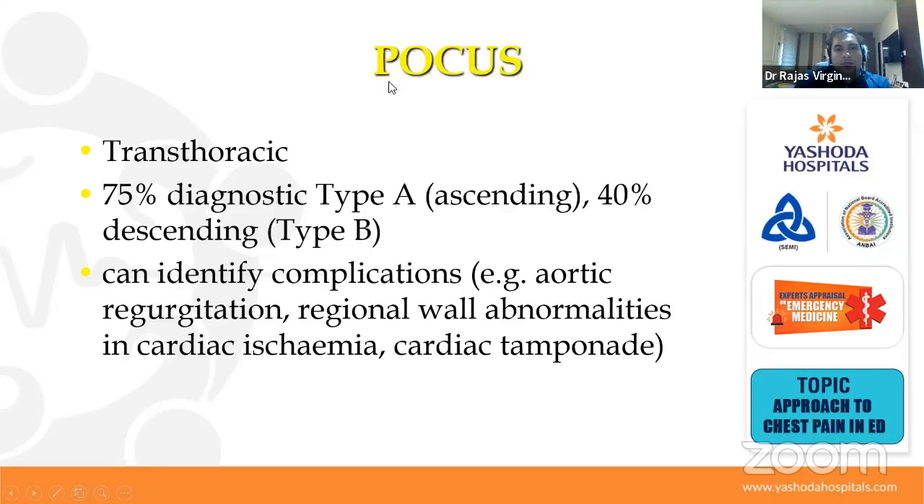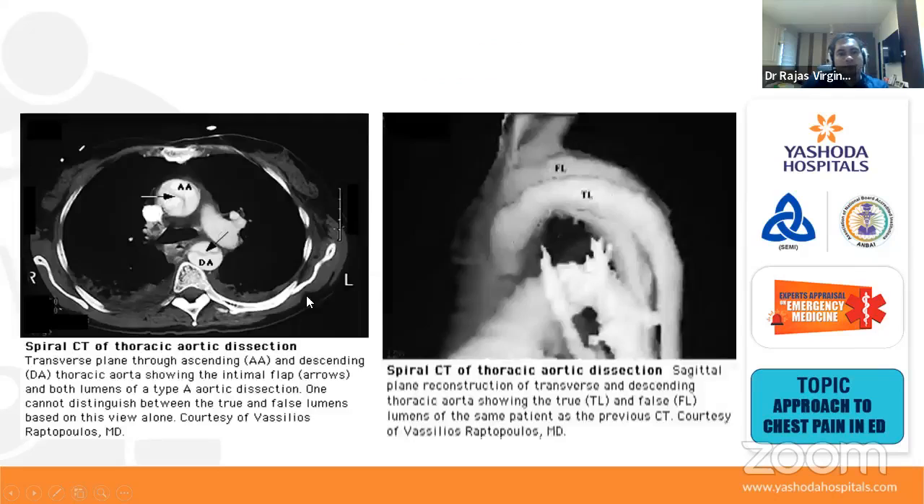A transthoracic focus is 75% diagnostic for type A and 40% for descending, which is type B. It can identify complications like aortic regurgitation, wall abnormalities, or cardiac tamponade that we've just alluded to. Here is a CT which is showing a dissection flap. You can see the false lumen here, and this is the true lumen.